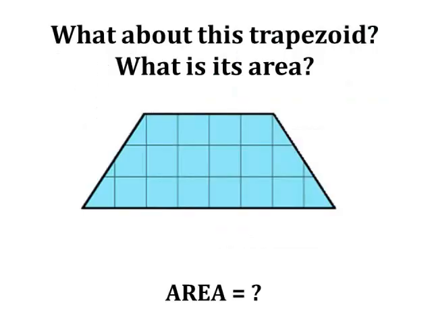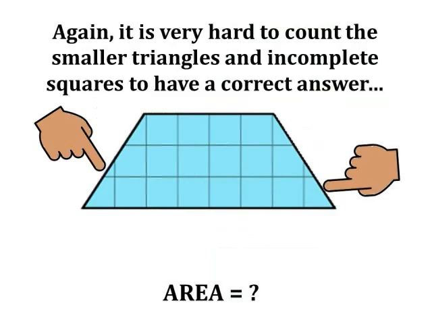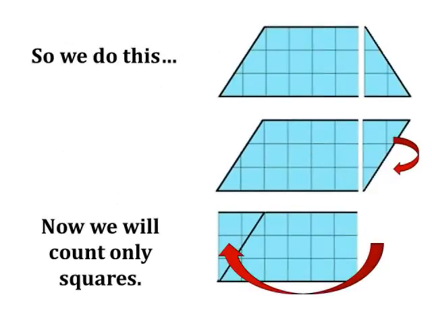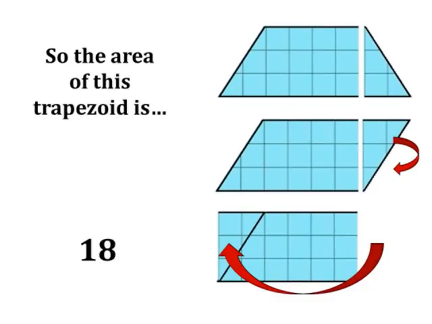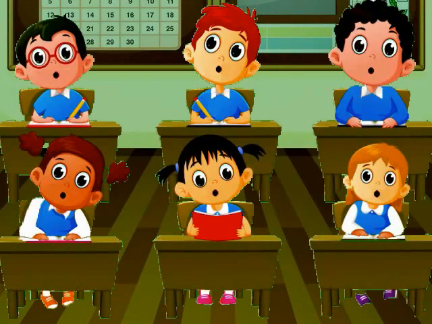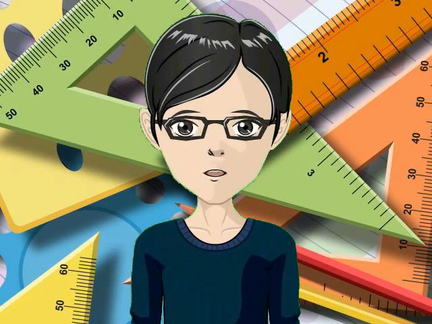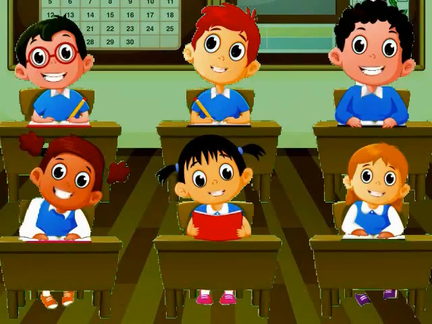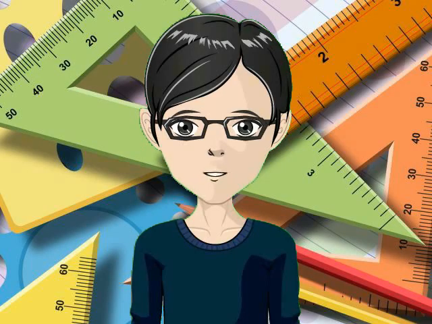What about this trapezoid? What is its area? Again, it's very hard to count the small triangles and the incomplete squares inside the trapezoid. So we do this. We cut one triangular part of the trapezoid, then we invert it and place it to the other side, forming a rectangle. Now we only have squares in the figure, and we can count them. So in this trapezoid, there are 18 square units. Do you understand? Yes.